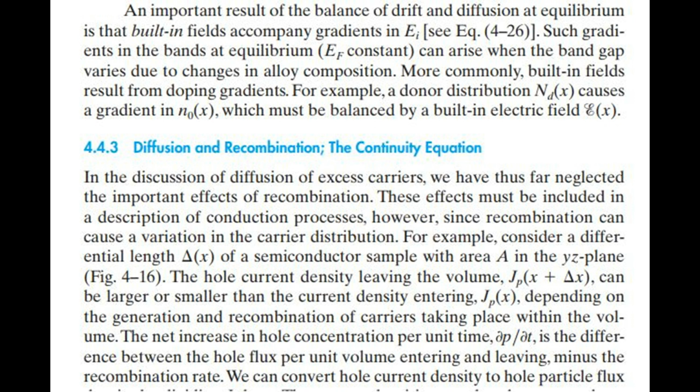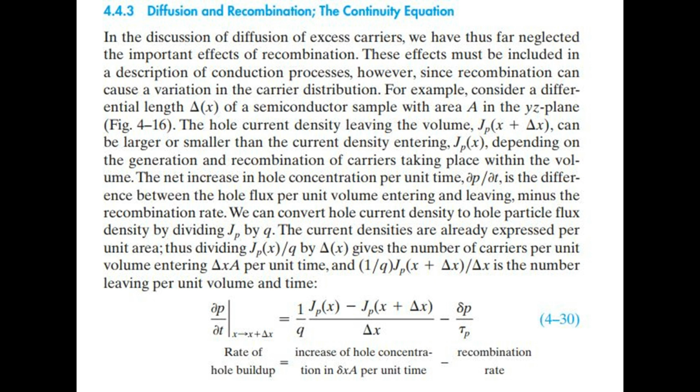The net increase in hole concentration per unit time, ∂p/∂t, is the difference between the hole flux per unit volume entering and leaving, minus the recombination rate. We can convert hole current density to hole particle flux density by dividing J_p by q. The current densities are already expressed per unit area, thus dividing J_p(x)/q by Δx gives the number of carriers per unit volume entering ΔxA per unit time, and (1/q) J_p(x + Δx)/Δx is the number leaving per unit volume and time. Figure 4-16. Current entering and leaving a volume ΔxA.